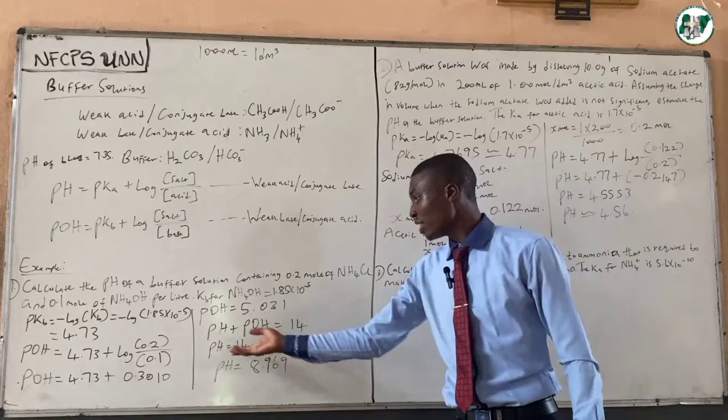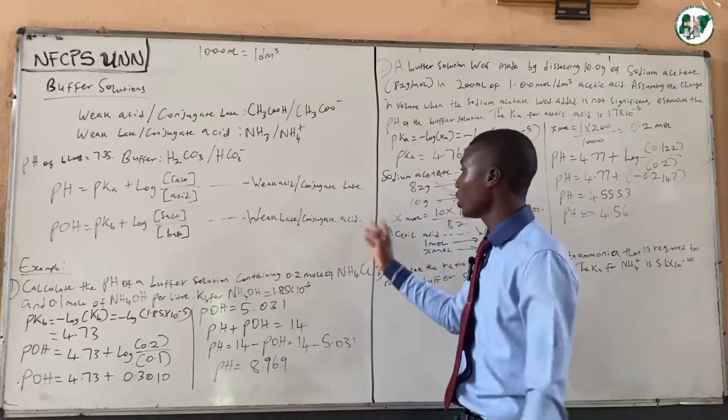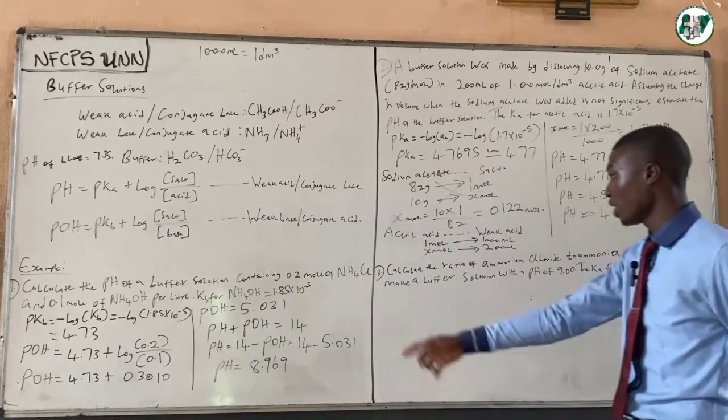We're not going to be using these because we know that this is pH directly. Meanwhile, when you're working with a weak base and its conjugate acid, you work for pOH and then use 14 minus pOH for you to get the pH directly.